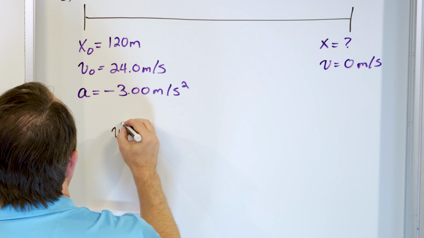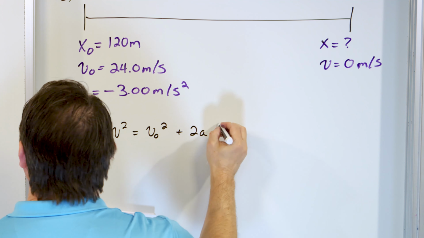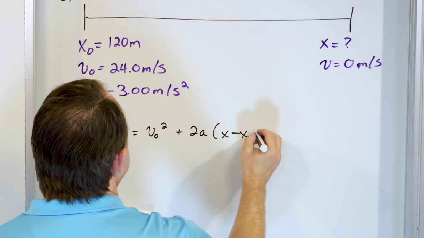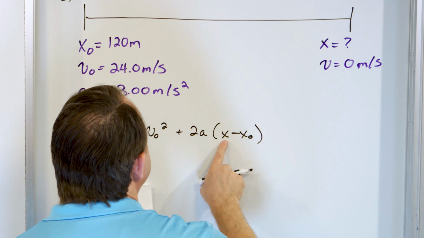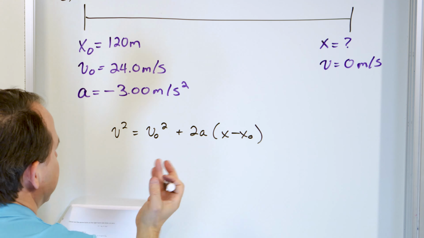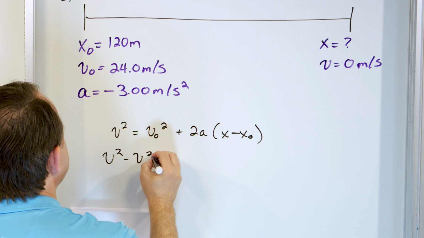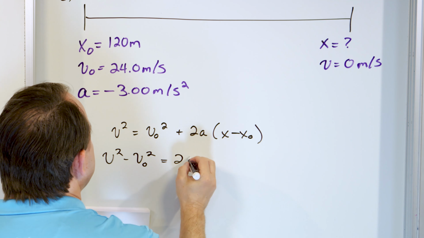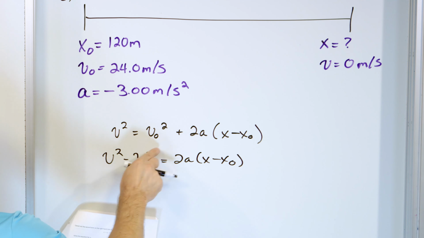So it's going to be v squared is equal to v naught squared plus 2 times a times x minus x naught. That's what I'm going to solve for. Ultimately, what I want to do is solve for x. Now you can put the numbers in and crank through it. That's fine, but let's do it step by step here. So we'll subtract the v naught squared, and that's equal to 2a times x minus x naught. All I did was subtract this from both sides, so it moves over.